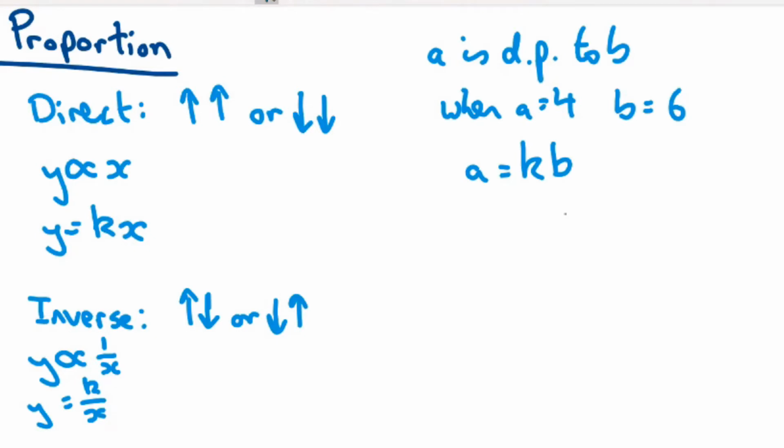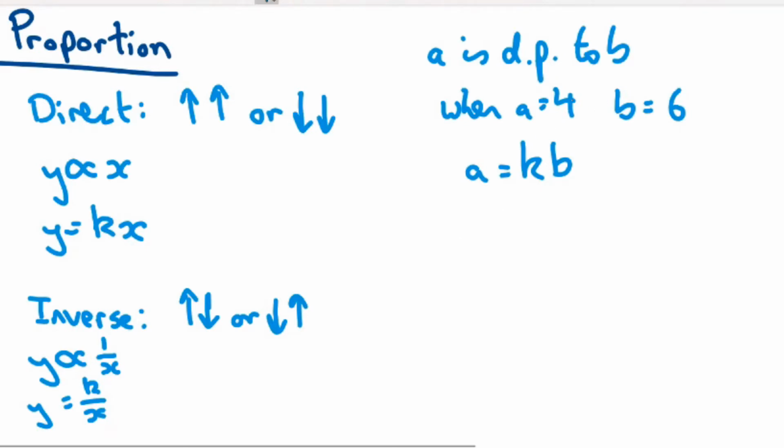So if someone said to you, what's the equation of this line? You wouldn't just say it's y equals mx plus c. That's too vague. You need to say, what is m, what is c? Here, yes, technically, a equals kb, but it's not good enough. We need to know what k is.